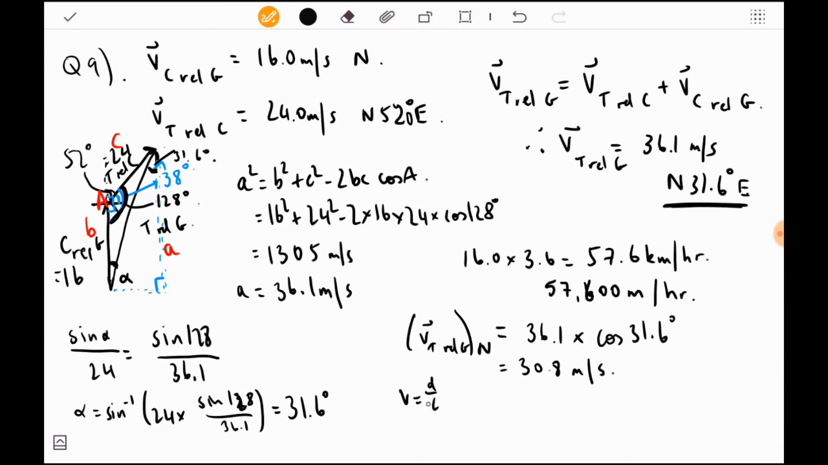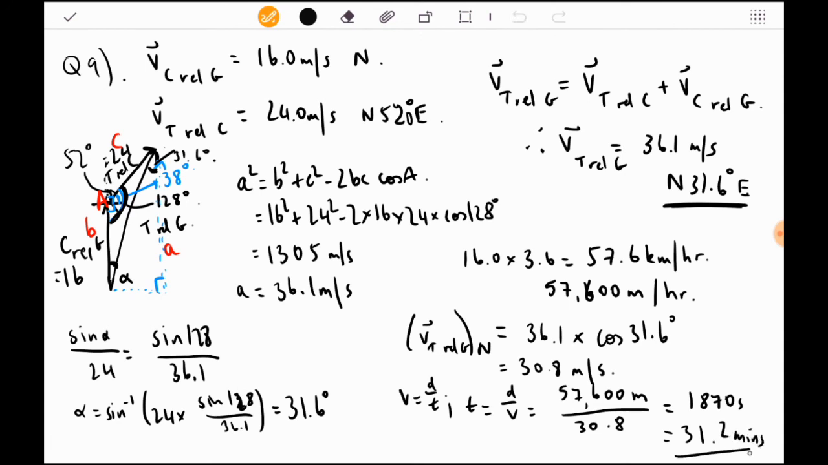Velocity is distance over time, so that means that time is distance over velocity, which in this case is 57,600 meters divided by 30.8, which comes out as 1,870 seconds, which doesn't really mean much, so let's convert it to minutes, and that's 31.2 minutes.